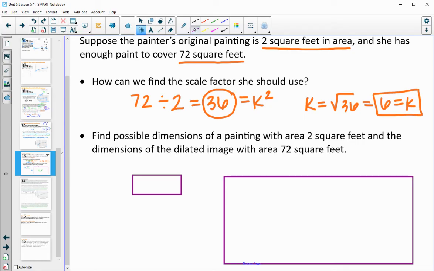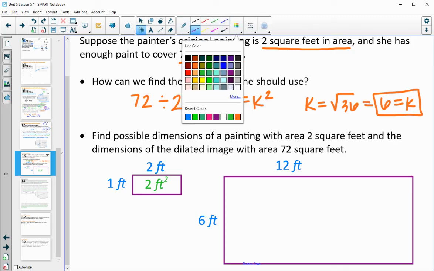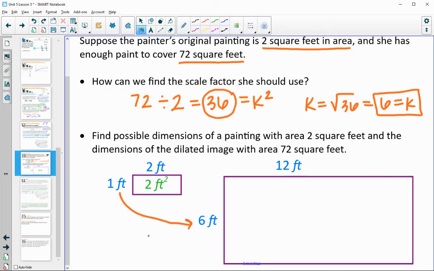So then let's just look at some possible dimensions here. So if we have an area of 2 square feet, that means length times width needs to be 2. Okay, so I'm just going to use a 1 and a 2. So 1 times 2 is 2. So now if we scale this, okay, a dilated image so that we can get this 72. So we just found out that our scale factor would be 6. So then we can multiply each of these sides by 6 to get our new dimensions. Okay, so take your scale factor, multiply the sides. So multiply by 6, multiply by 6.